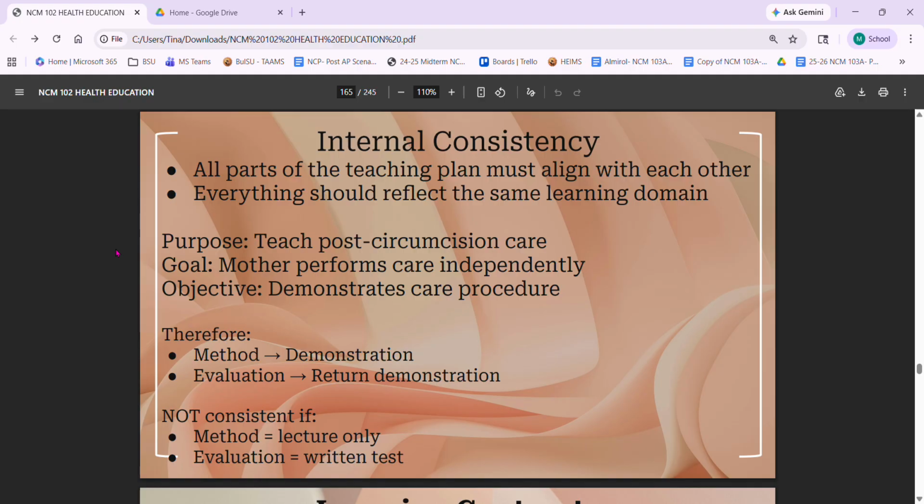Post-circumcision care procedure. Therefore, ang method mo is, ano dapat? Demonstration, okay? Anong evaluation mo? Return demonstration. Hindi consistent yan. So, let's say, ang method mo is lecture only. Tapos, evaluation, written test ang gagawin. So, hindi. Hindi siya consistent. Okay, merong inconsistency. So, tandaan, dapat everything should reflect the same learning domain.